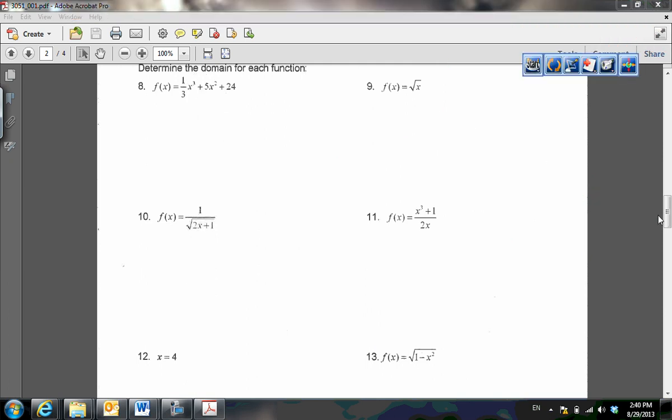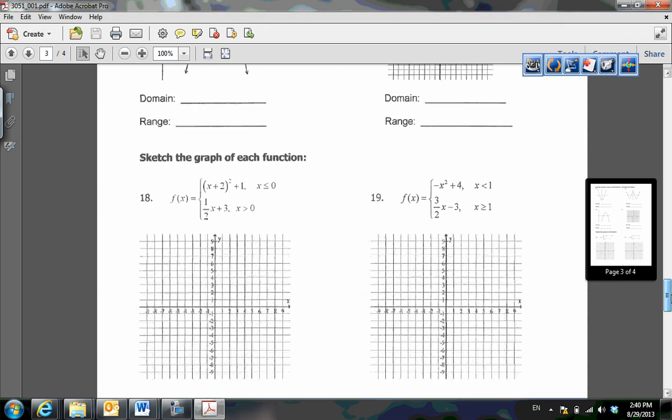And let's go to the back. Or sorry, 18 and 19.